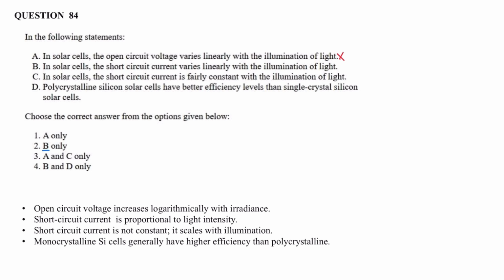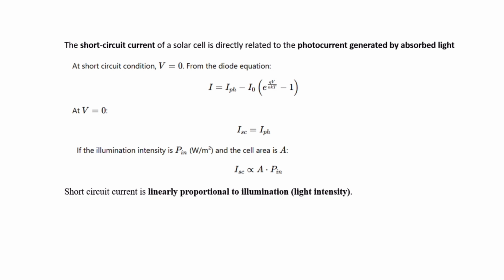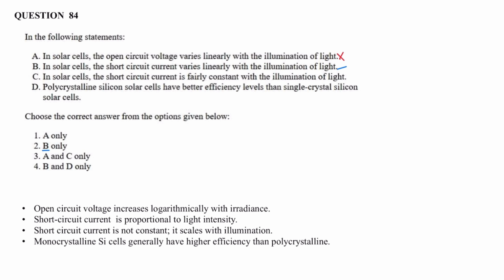Statement B, in solar cells, short circuit current varies linearly with illumination of light. Statement B is correct. Short circuit current of a solar cell is directly related to photocurrent generated by the absorbed light. So the variation is linear. Short circuit current is linearly proportional to illumination. Statement B is correct. In solar cells, the short circuit current is fairly constant. So statement C is incorrect.